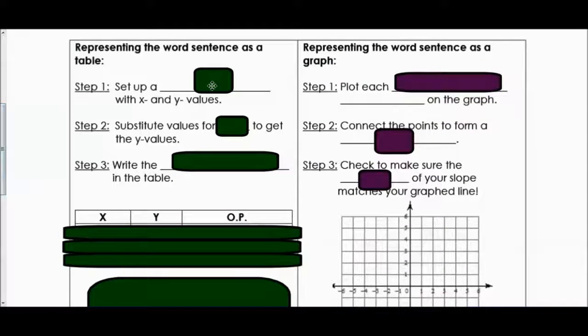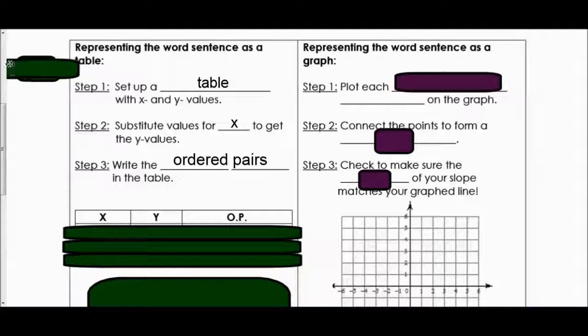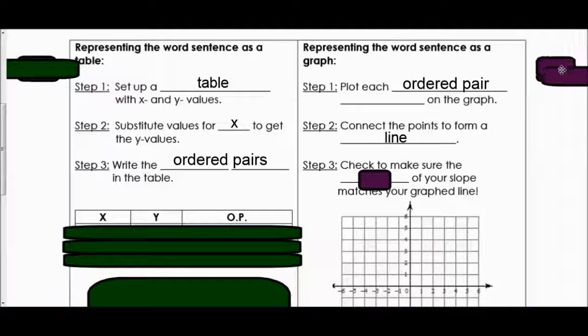Again, we're going to set up our table of x and y values. We're going to substitute in for x to find the y values, and then we'll write the ordered pairs. After we have those ordered pairs, we're going to plot them on the graph, connect the dots, and again check to make sure that our slope matches up with our equation.